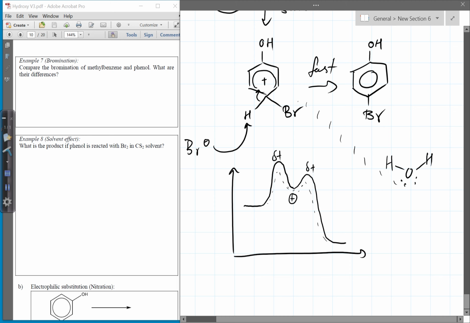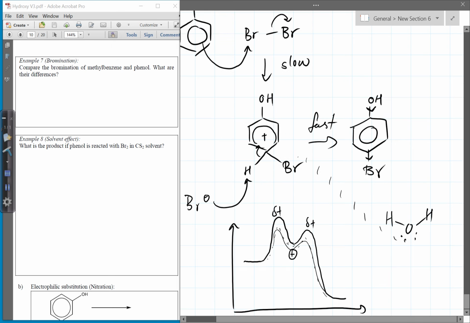So after the first addition, remember OH is electron donating, but Br is electron withdrawing. So this ring is actually deactivated. If the mountain gets too high, the second substitution of Br won't occur. Sorry, not addition, second substitution. But if you use this solvent, it helps to stabilize this positive charge, which means it lowers your mountain. If it lowers your mountain, there's less energy to overcome, therefore your second reaction can occur, because this helps to stabilize it.